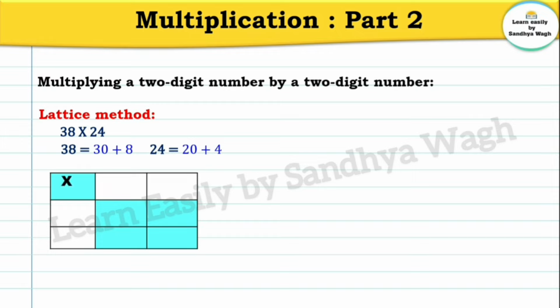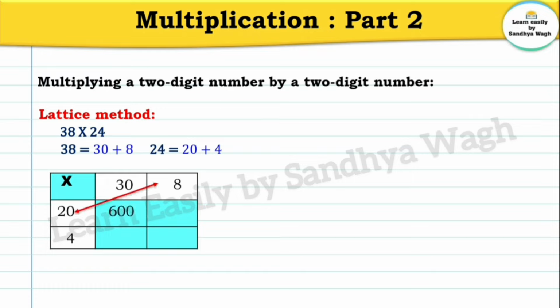Now we will write each of the numbers in the boxes, that is 30 in one box and 8 in the other box. Now over here we will write the multiplier. So we will write 20 in this box and 4 in this box. Now let us multiply 30 by 20. After multiplying 30 by 20 we will get 600.